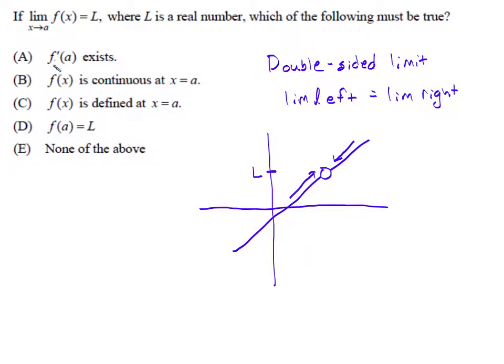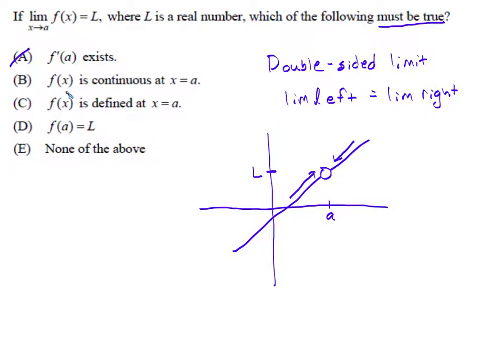Okay, so let's take a look at A. F prime of A exists. So remember, if you have F prime, that means you're talking about the derivative. The derivative can only exist where it's differentiable. This graph is not differentiable. Go ahead and take a guess why this is not differentiable at this value of A. If you said that this is not differentiable because this is discontinuous or there's a hole, you would be correct. So it can't be A because I've just proven why this might be true. Remember, we're looking for something that must be true. Since this is a might, A is eliminated.